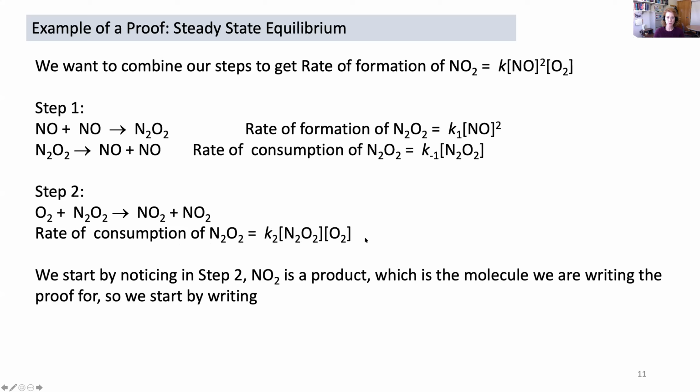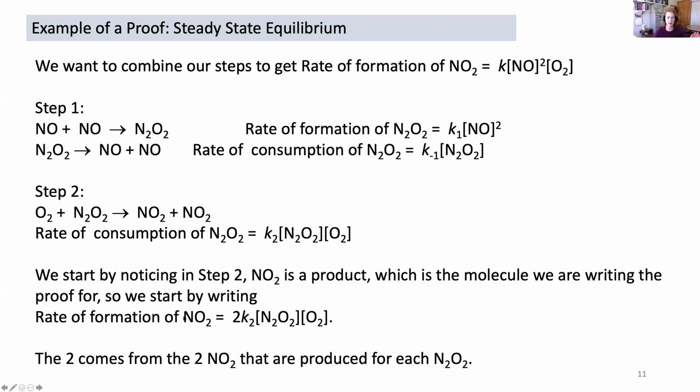But NO2 is a product. And so we're going to say the rate of formation of NO2 is equal to 2 times k2 [N2O2][O2]. This 2 comes from the fact that I've got 2 NO2s that are formed for each of the N2O2s that break up. So this is our rate of formation of NO2. This rate is the rate for our chemical reaction because this is our slowest step. This 2 is in there because we have 2 of those that are formed.